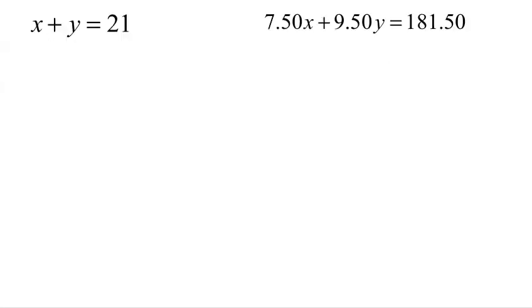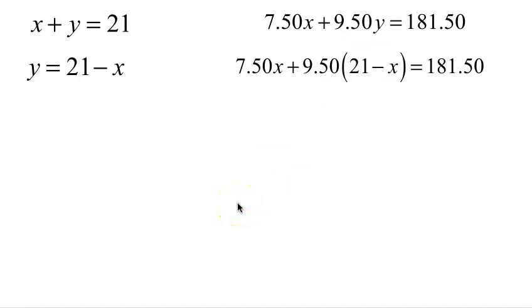So the easiest strategy for the problems in this lesson will be solving by substitution. We pick one of the variables to solve for. Certainly x or y is relatively easy to solve for. I chose to solve for y. I said y was 21 minus x. You certainly could have said x is 21 minus y. We will plug the 21 minus x in for y in parentheses in the second equation. So 7.50x plus 9.50y becomes 7.50x plus 9.50 times (21 minus x) equals 181.50.